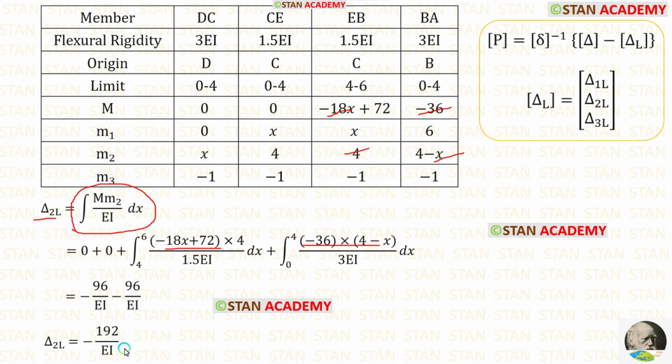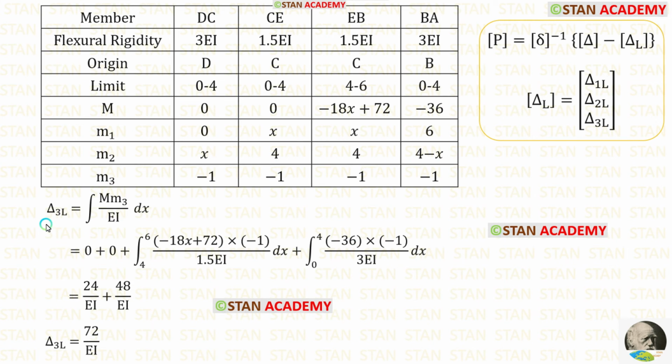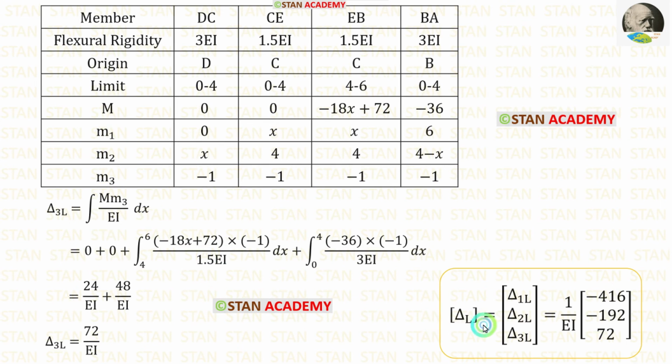After the calculations, we are getting delta 2L. Now let us find delta 3L. The formula is integration of m3 upon EI dx. Let us apply the values of m and m3 in the integrations. After the calculations, we are getting delta 3L.